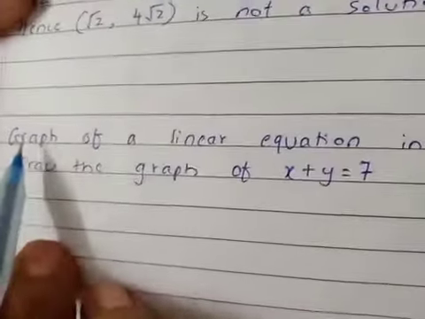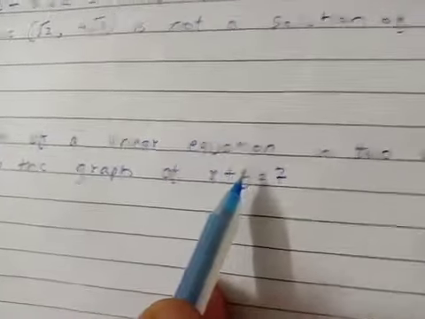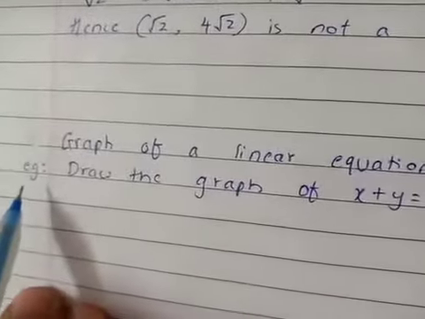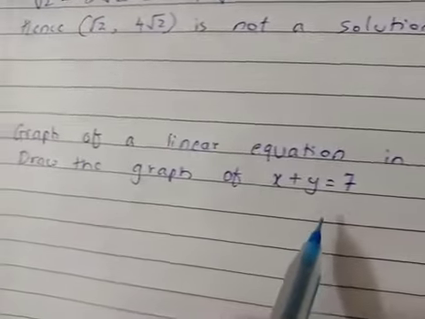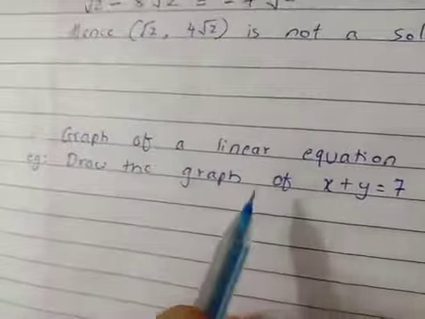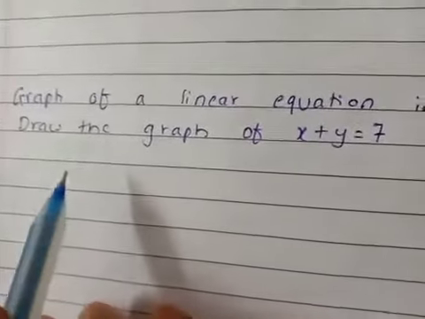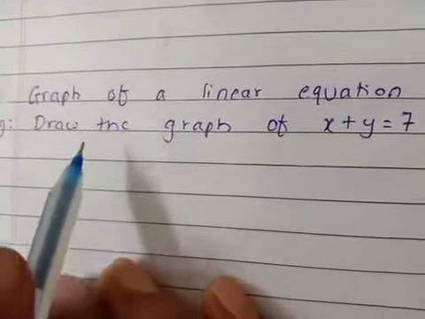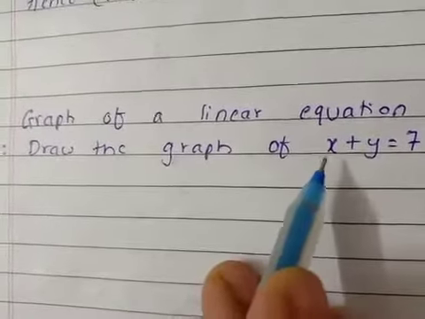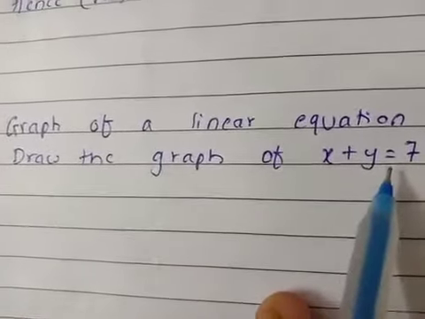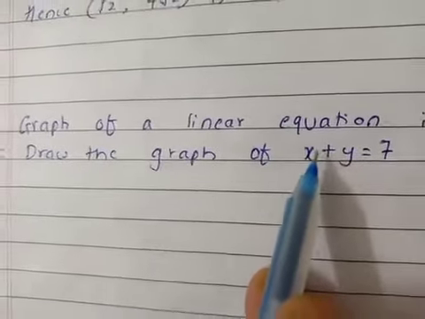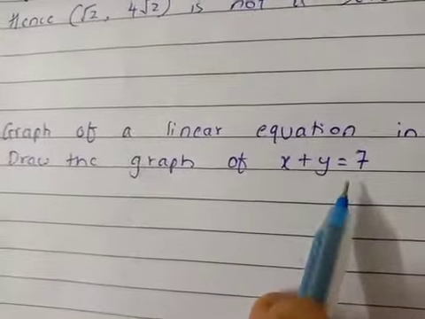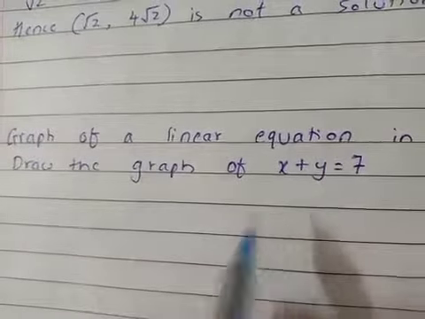Now let's see how to draw a graph of a linear equation in two variables. For this we will take one example. Draw the graph of x plus y equal to 7. Now what does this mean? You have to check what value of y we get by putting x as 0, and put the value of y as 7 and see what value of x we get. So for this we will make one table.